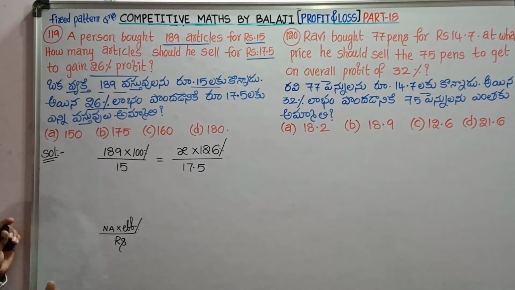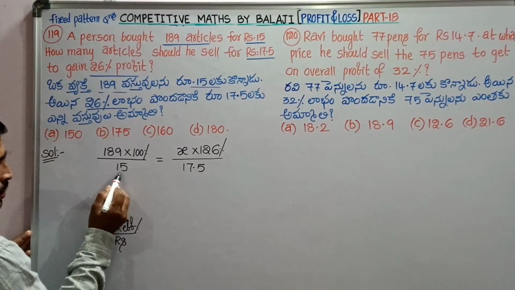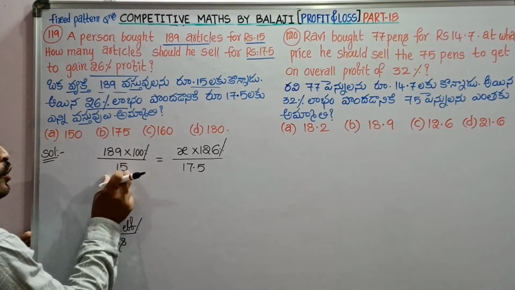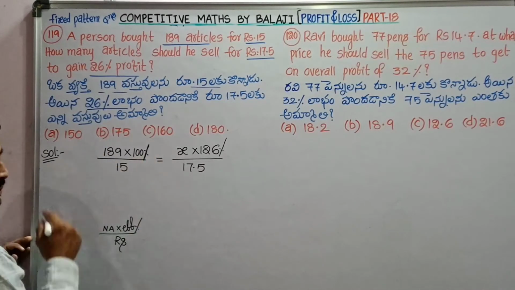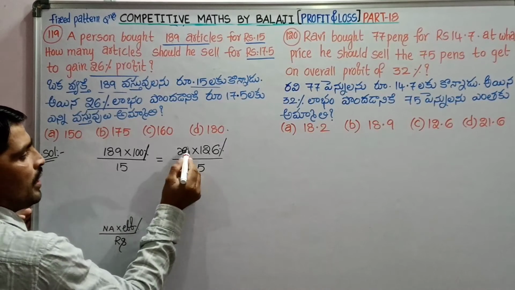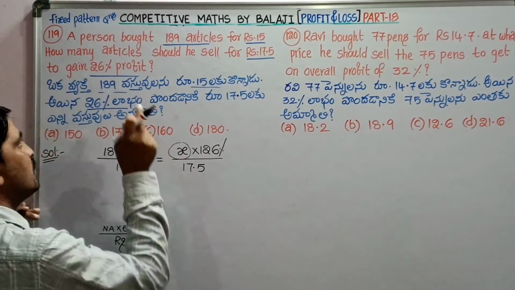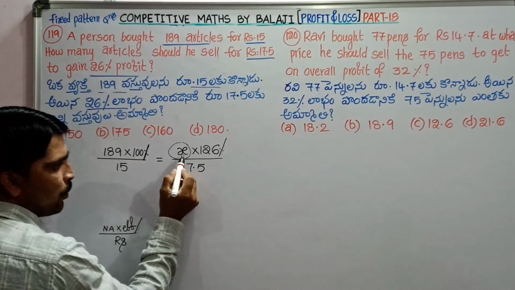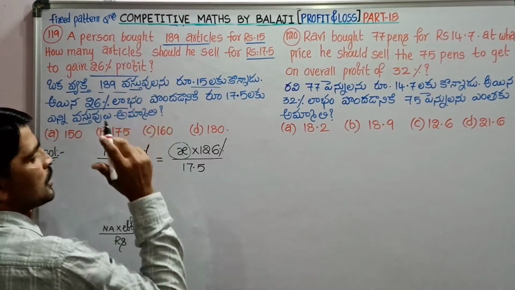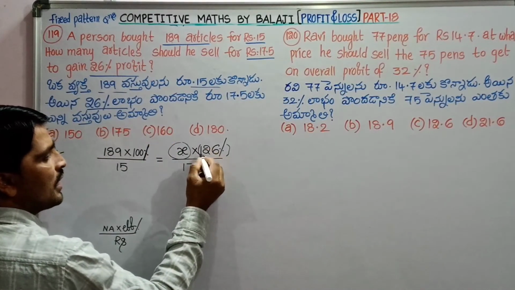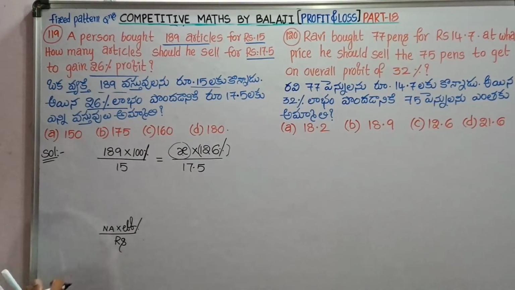Once again, he bought 189 articles for rupees 15. He bought means 15 rupees is his investment. Investment is nothing but 100%, that is cost price. And we have to find how many articles he should sell for rupees 17.5 to get 26% profit. Let us suppose he has to sell X articles for rupees 17.5 to get 26% profit. That is, effective percent is cost price 100% plus 26% profit, that is 126%.